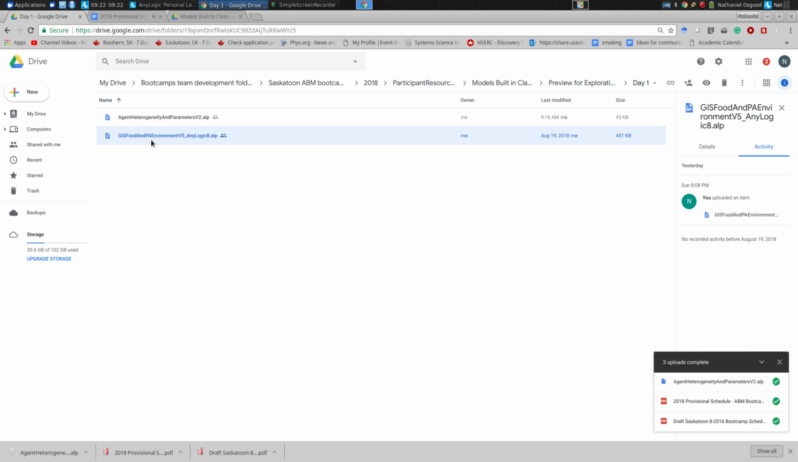That's a model that depicts a food environment and a physical activity environment within a GIS space. Now, I'd like to teach you how to make use of these models to get them onto your computer in as easy a way as possible. The ideal way is to right-click on that. On a Mac, it's Control-click. And you should be able to choose download.